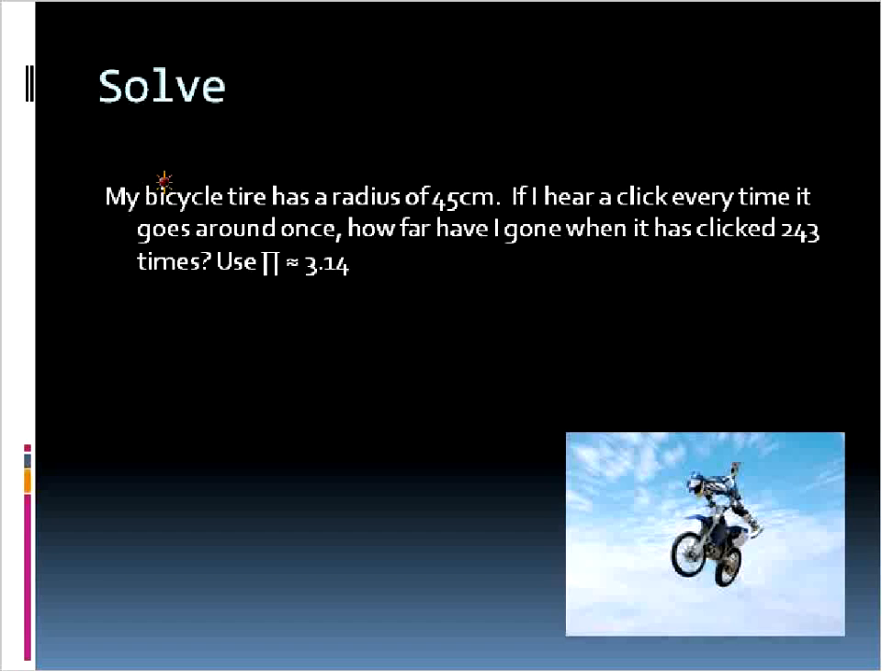My bicycle tire has a radius of 45 centimeters. If I hear a click every time it goes around once, how far have I gone when it has clicked 243 times? And it says right in the instructions to use the approximation that pi is equal to 3.14. So let's think about what this means.